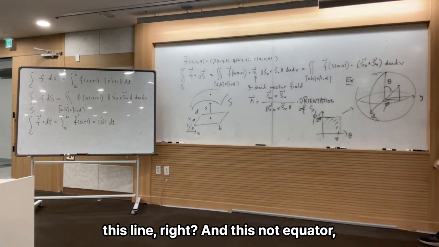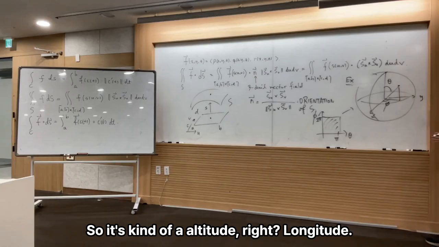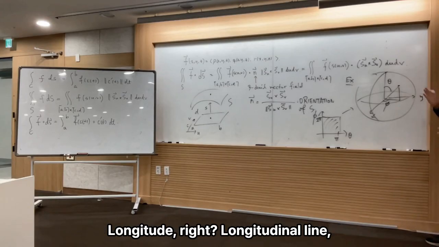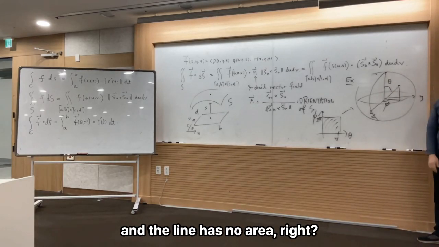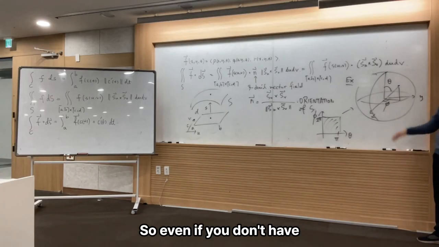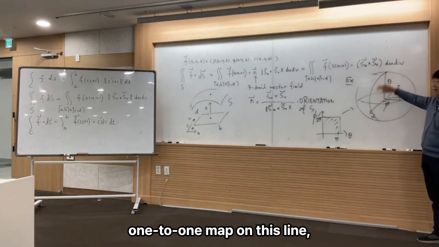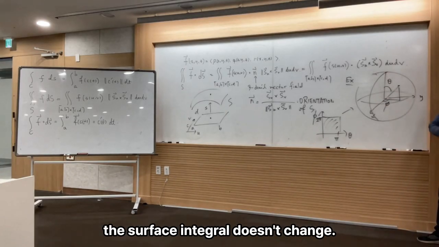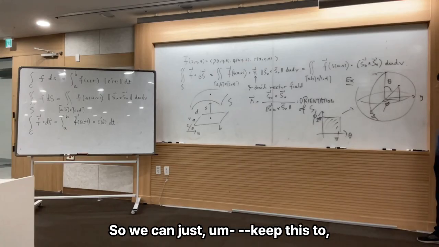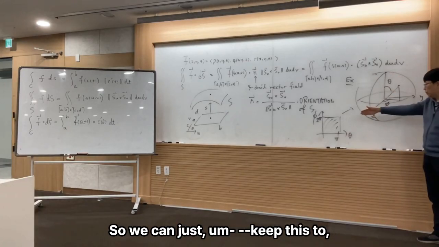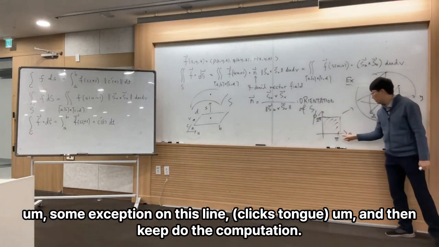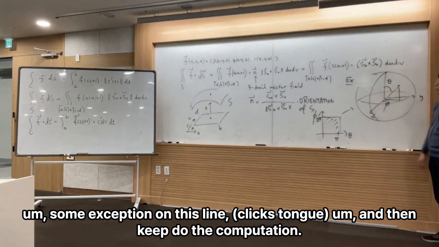And this is not the equator, what is it? It's a longitudinal line, right? And the line has no area. So even if we don't have a one-to-one map on this line, the surface integral doesn't change. So we can just keep this exception on this line, and then do the computation.